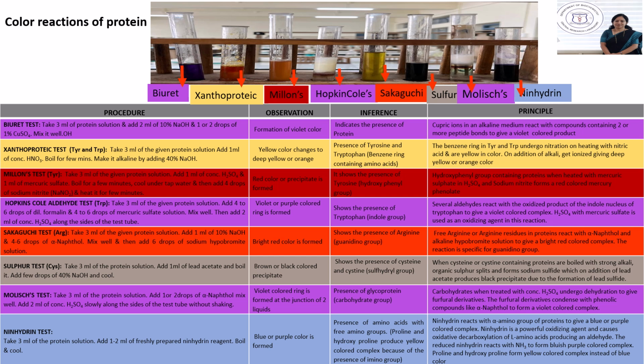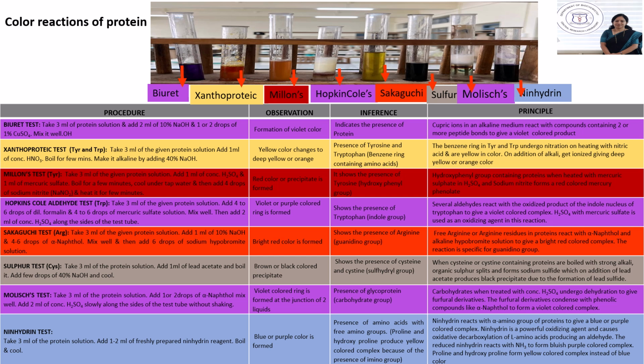Next is Hopkins-Cole aldehyde test. Here a purple or violet color ring is formed, and this indicates the presence of tryptophan, and the reacting group is the indole group. The principle behind this test is that tryptophan gets oxidized when treated with sulfuric acid and mercuric sulfate, and this oxidized tryptophan in turn reacts with aldehyde to form a violet colored complex or ring.